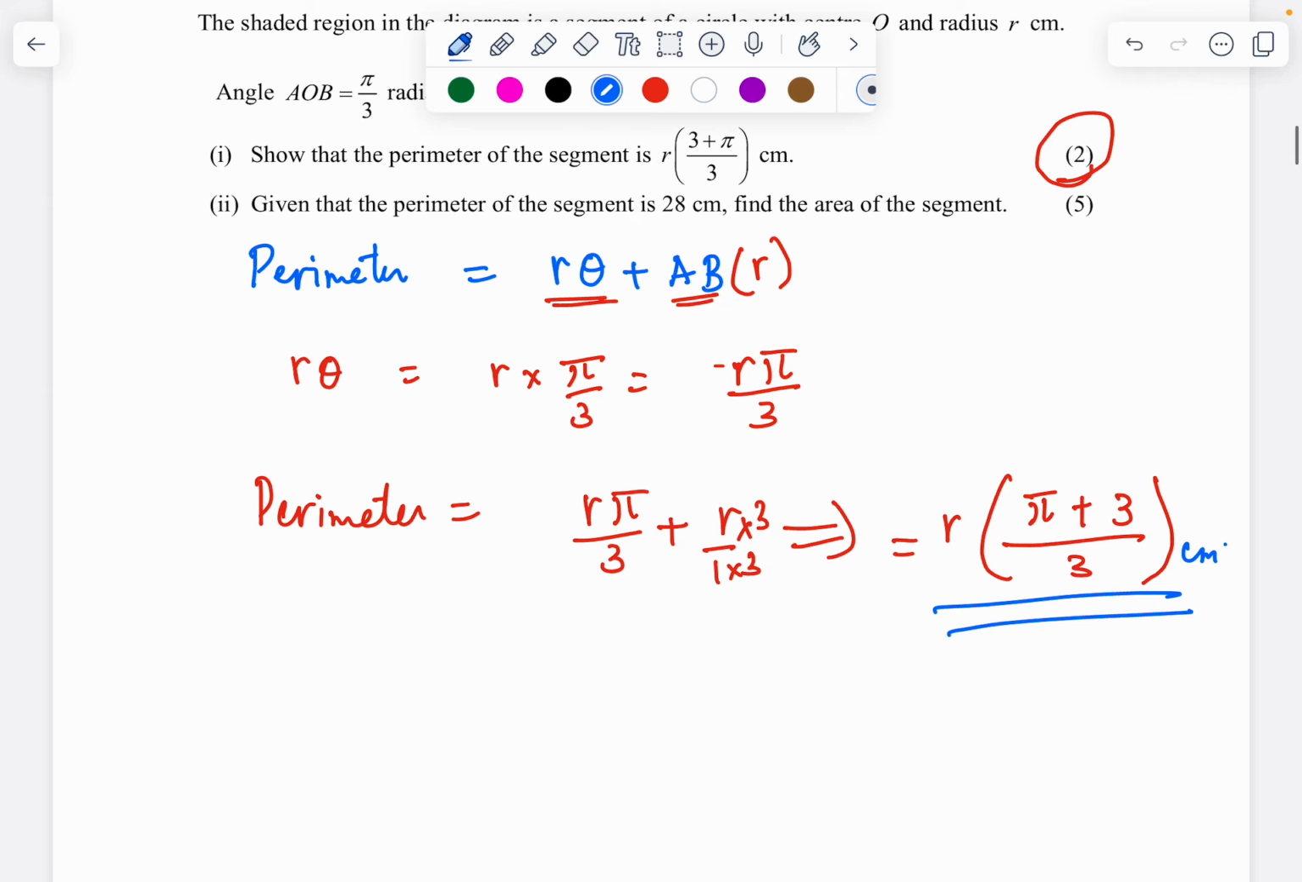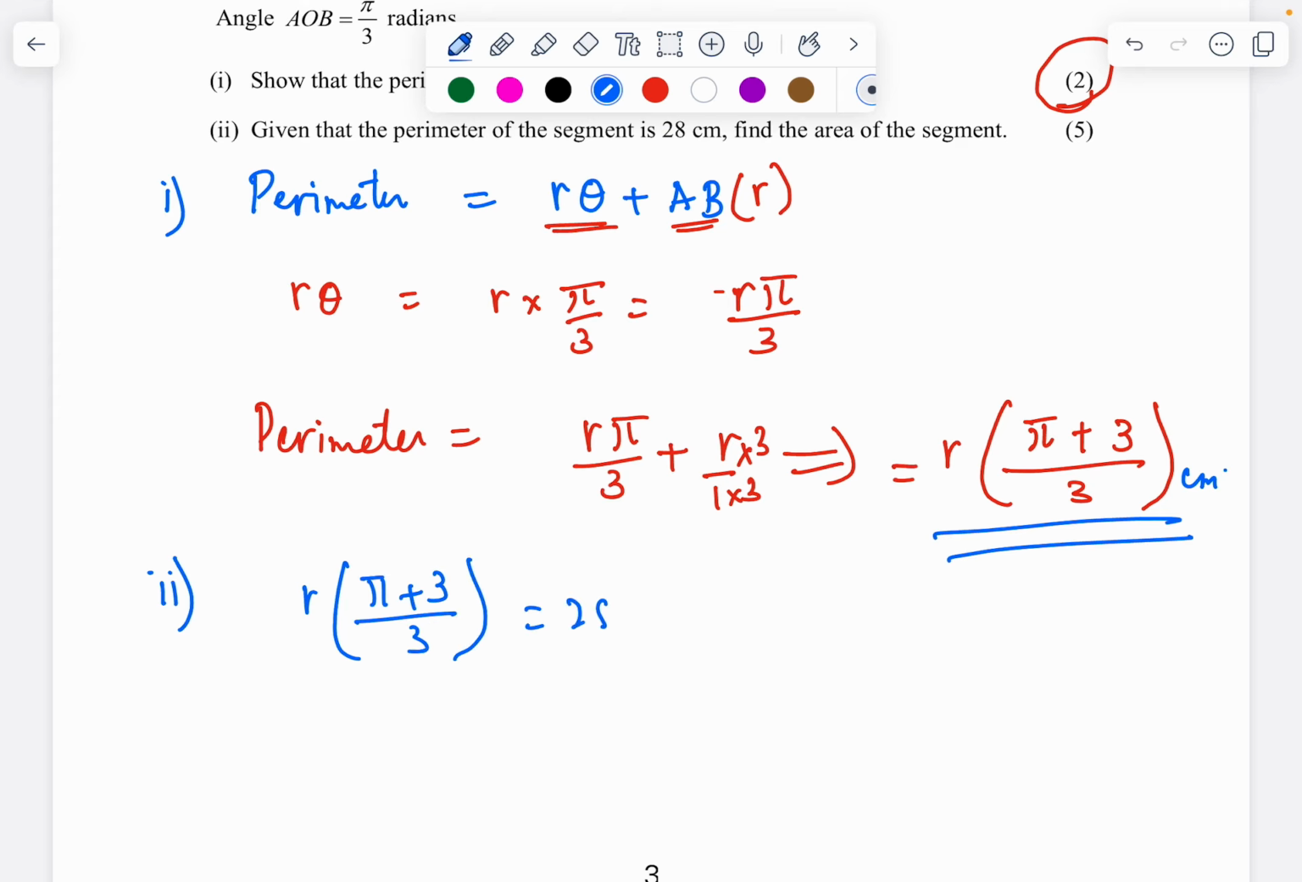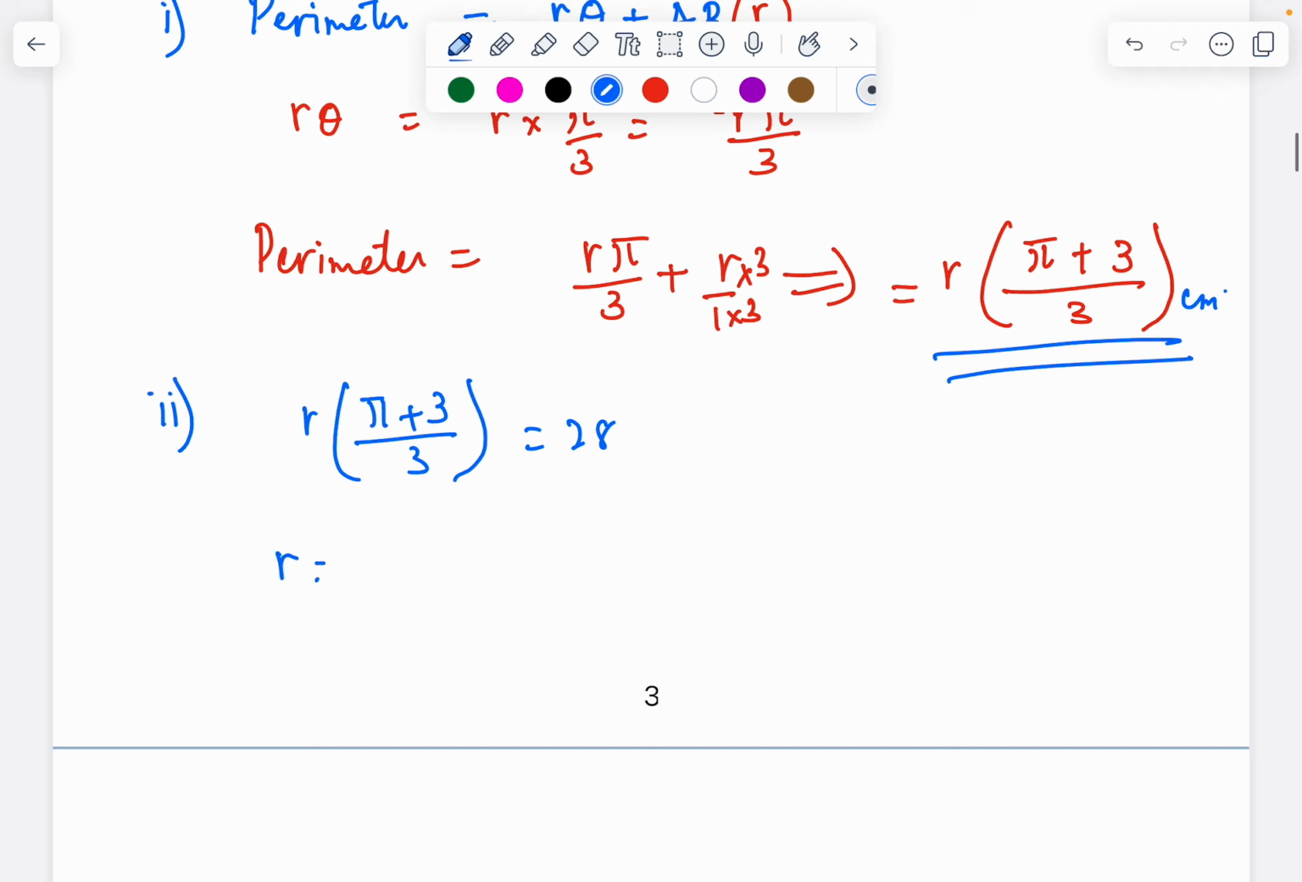Then, given that the perimeter of the segment is 28 centimeters, find the area of the segment. So this was part one, then part two. The perimeter of the segment is already given as 28. So r times (pi plus 3) by 3 is 28. So r is going to be 28 divided by this whole thing. So this is r.